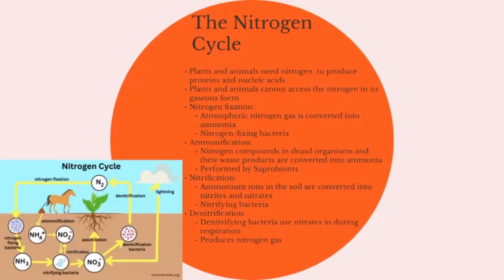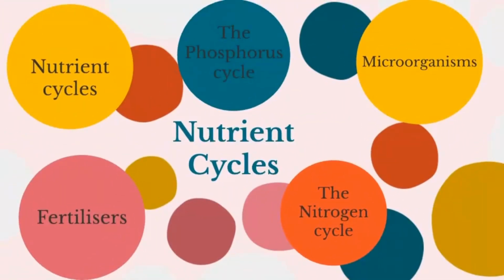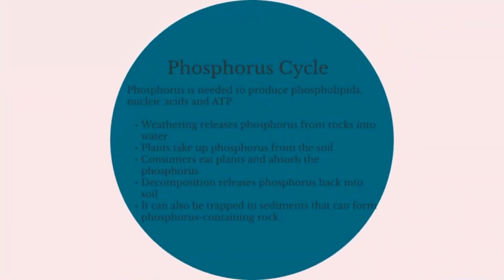So the next nutrient cycle we're going to look at is the phosphorus cycle, and this one is a bit more simple. As I said earlier, plants and animals both need phosphorus to make things like phospholipids, which are used for cell membranes, and also nucleic acids like DNA and RNA, and also for ATP, which is a product of respiration, as we spoke about in the last few lessons.